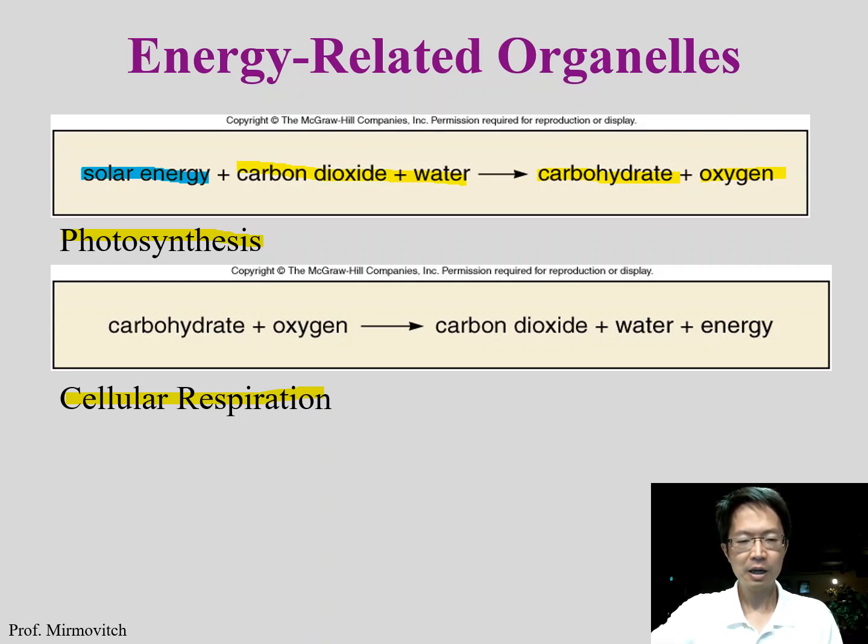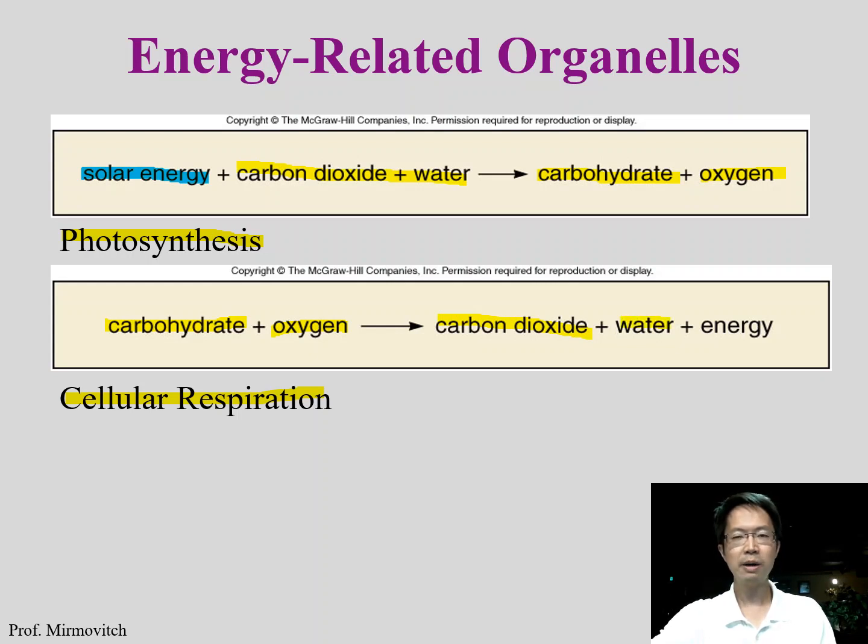But in all animal cells, we take in carbohydrate. This is something that we eat. We eat sugar. We eat plants. We eat animals, because the plants and animals have carbohydrate. And then we breathe in oxygen, and we breathe out carbon dioxide. And we also make water.